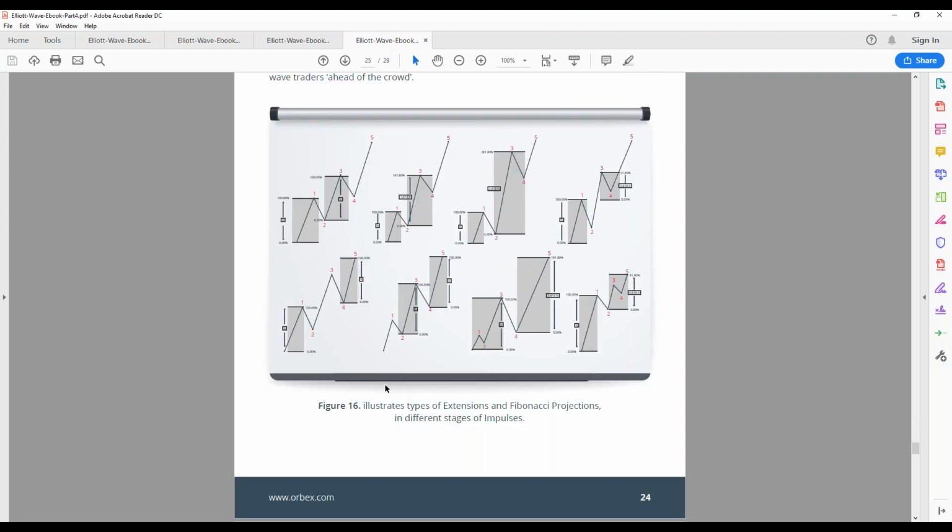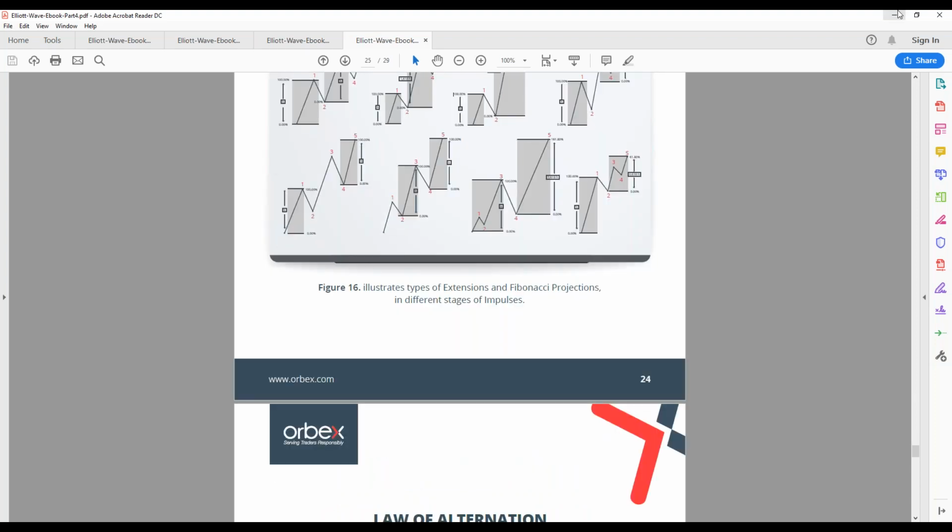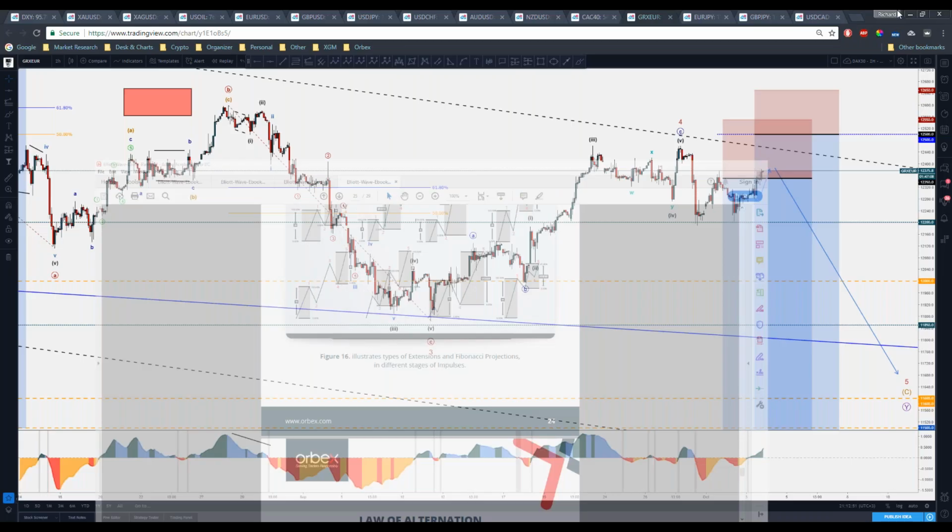And as I mentioned in the beginning, specific Fibonacci extensions and measurements for each type of motif structure. For instance, in this ending diagonal, even a leading diagonal, 1, 2, 3, 4, 5, in which it's contracting right here, specific measurements for 1 and then 2, and so on.